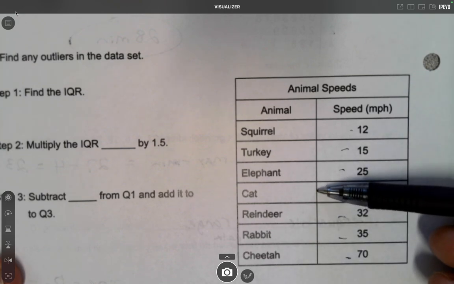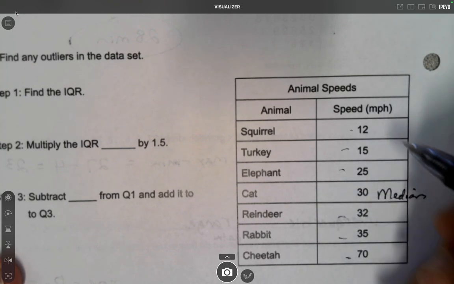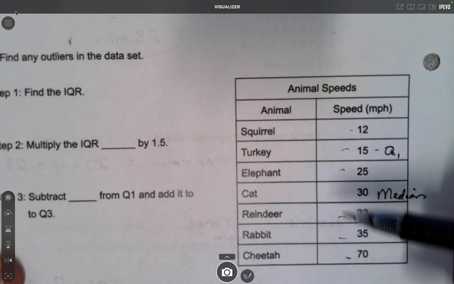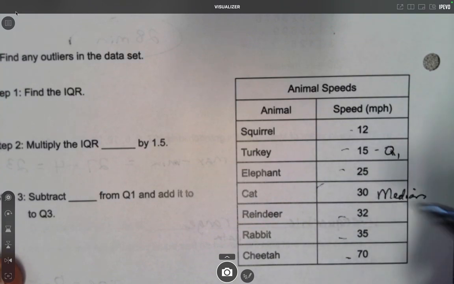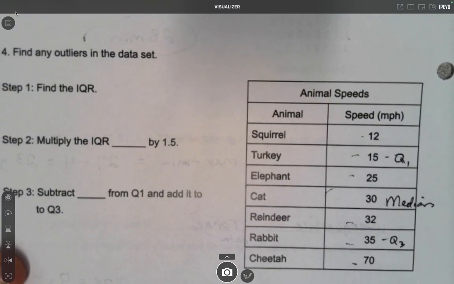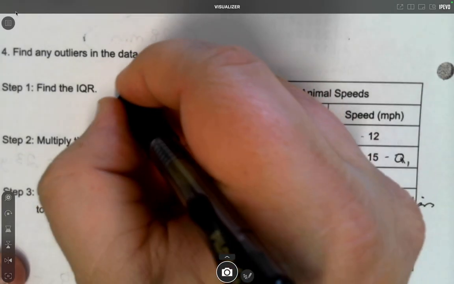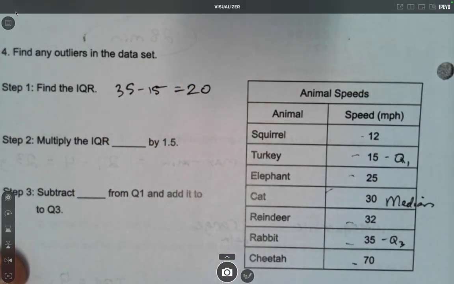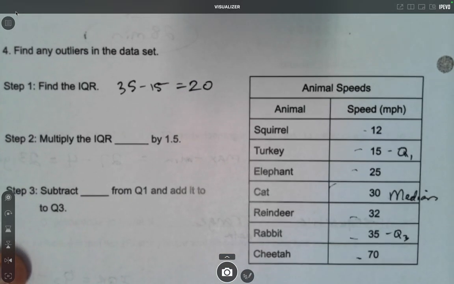So I ignore that and just look at the top half. 15 is in the middle of that, so that's quartile 1. Look at the bottom half, 35 is in the middle, so that's quartile 3. So Q3 minus Q1, 35 minus 15 gives me 20. So the interquartile range is 20.